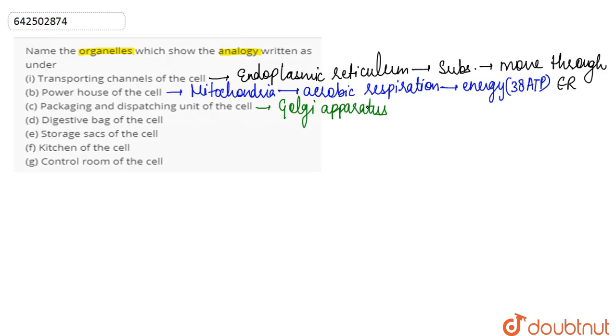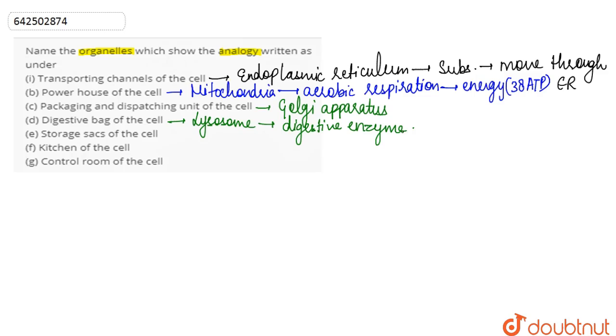Now we talk about the digestive bags of the cell, which is basically known as the lysosome. Lysosomes contain the digestive or hydrolytic enzymes. They are responsible for killing any foreign material which comes into the cell, and they also play a major role in clearing cell debris. Hence it is known as the digestive bag because it digests all the waste material found in the cell, such as cell debris.